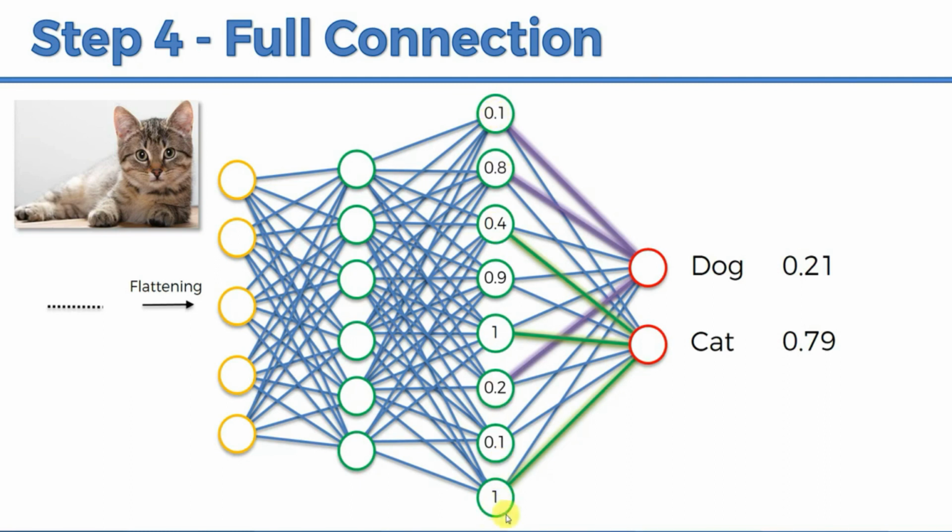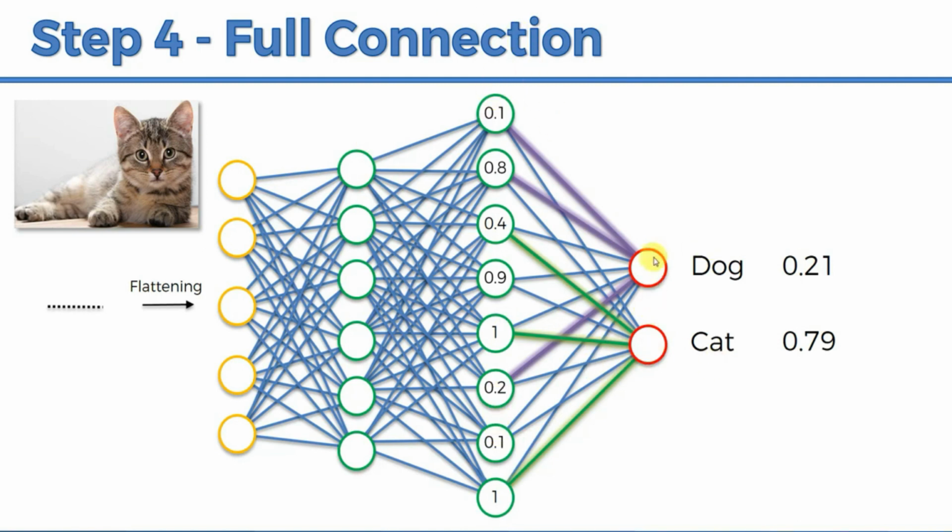These could be any values, but they get to vote, and these weights are the importance of their vote. These purple weights are how the dog neuron views their votes, how much importance it assigns to these neurons and to those votes, and this is how much importance the cat neuron assigns to the votes of these neurons. And so these neurons vote.